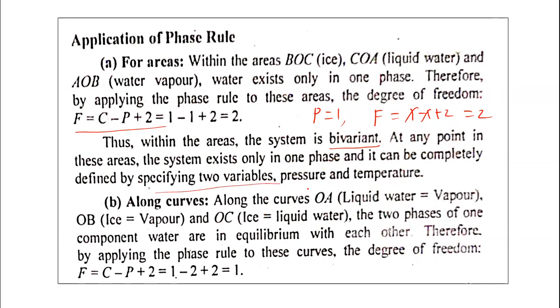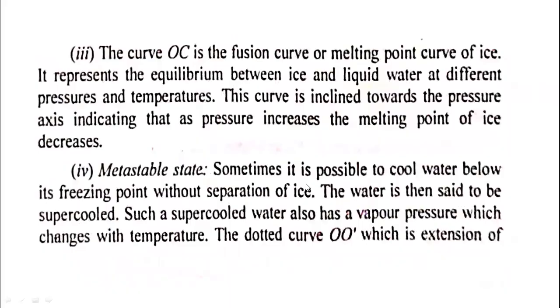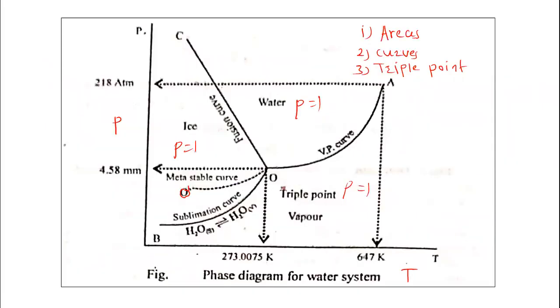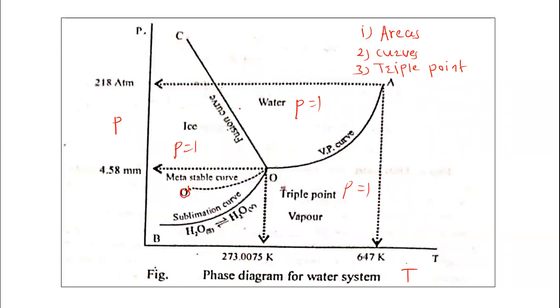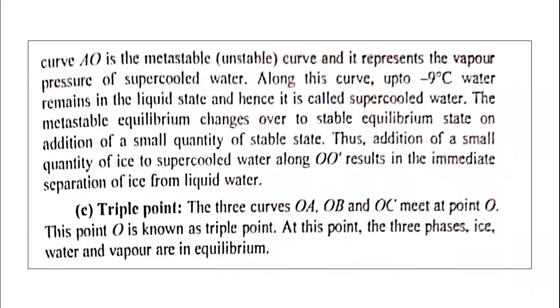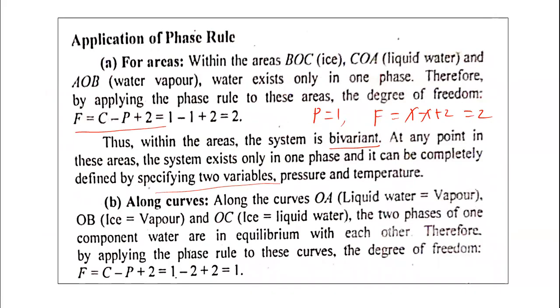We require pressure as well as temperature. You can see here, if you take any point within the area, suppose that we are choosing this point. For this point, pressure is there, and the corresponding temperature is there. So in order to define this point within the area, we require both variables. Therefore, F is equal to 2 here. The degree of freedom F becomes equal to 2 here.